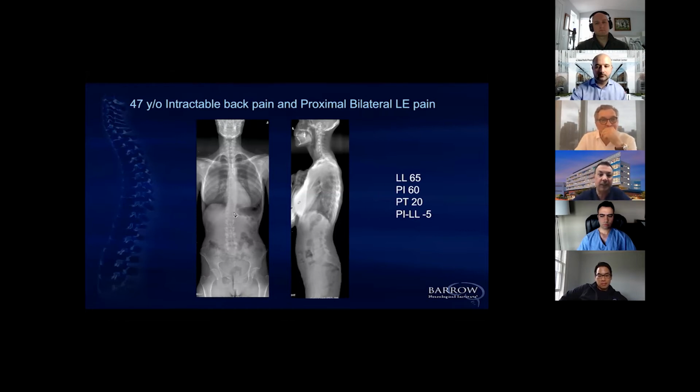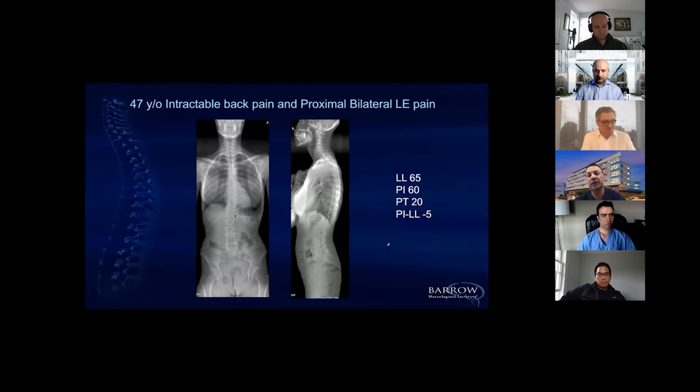Okay, this is actually a little more interesting. This is a 47-year-old patient, again with intractable low back and leg pain. Again, as you see here, the spinopelvic parameters. This is a very interesting patient because this is actually a well-fit woman with a high pelvic incidence and lumbar lordosis. So you want to keep that.